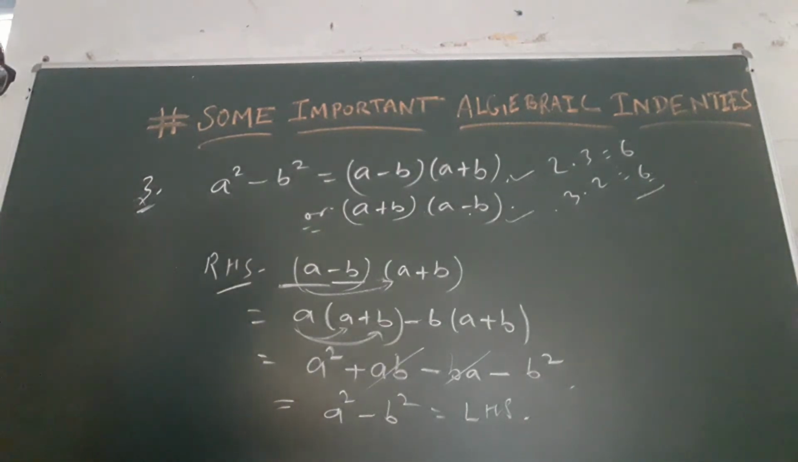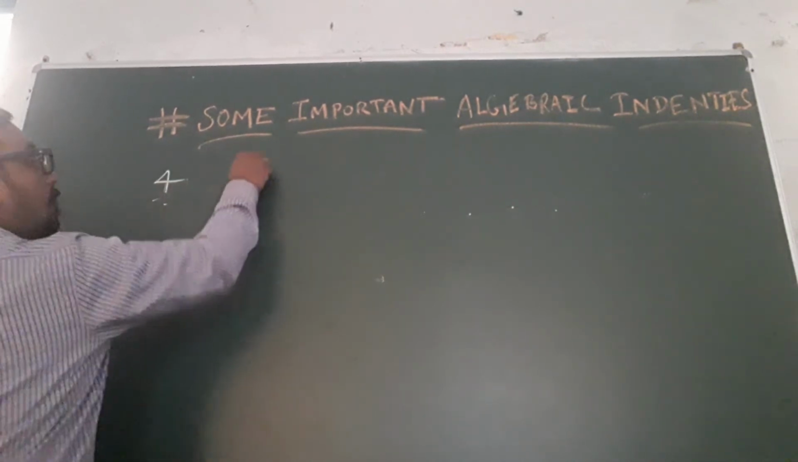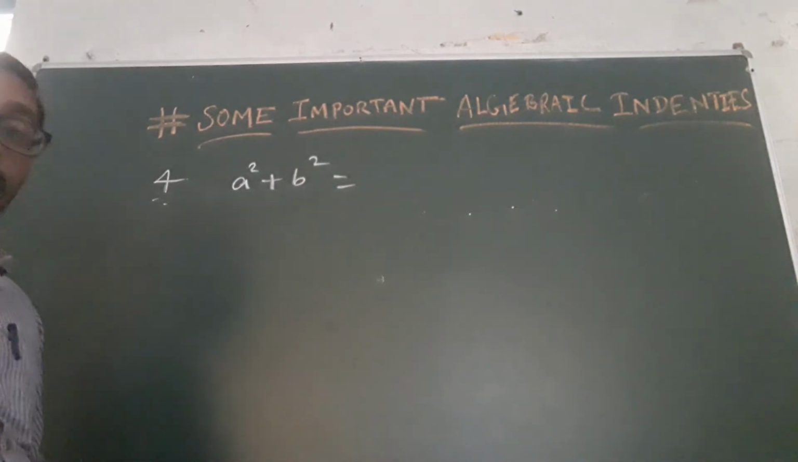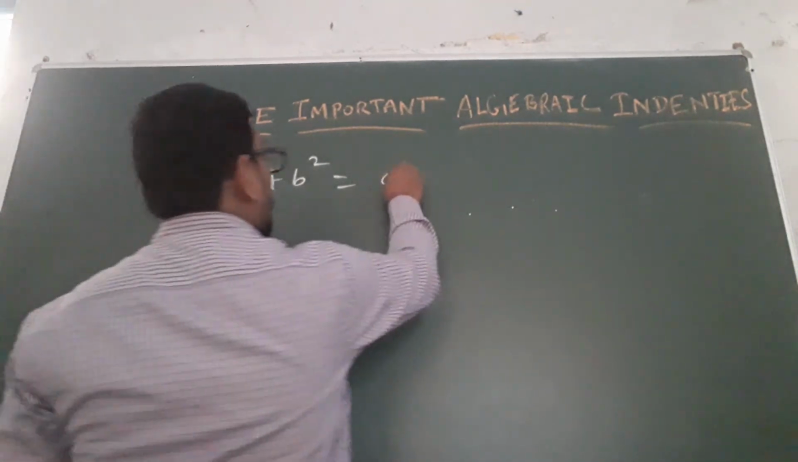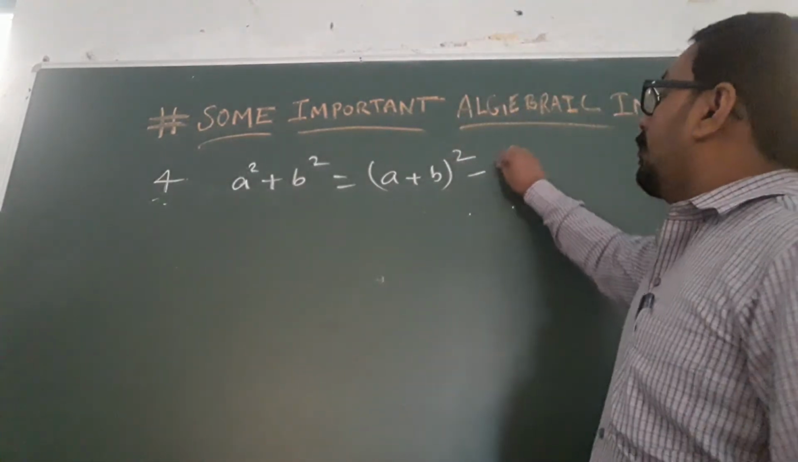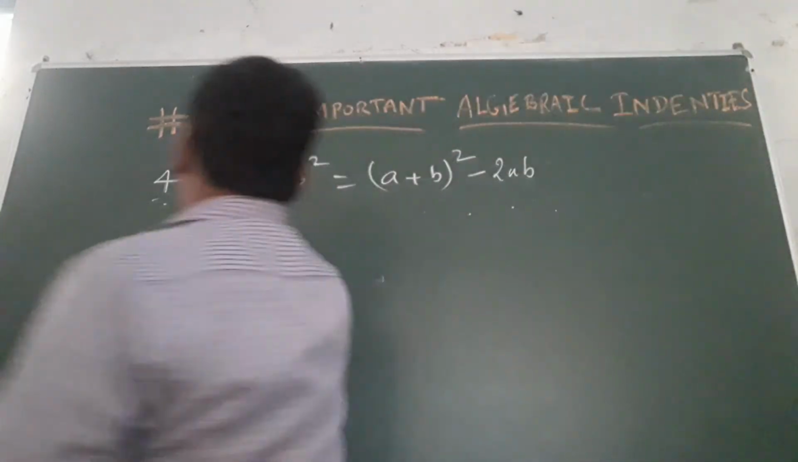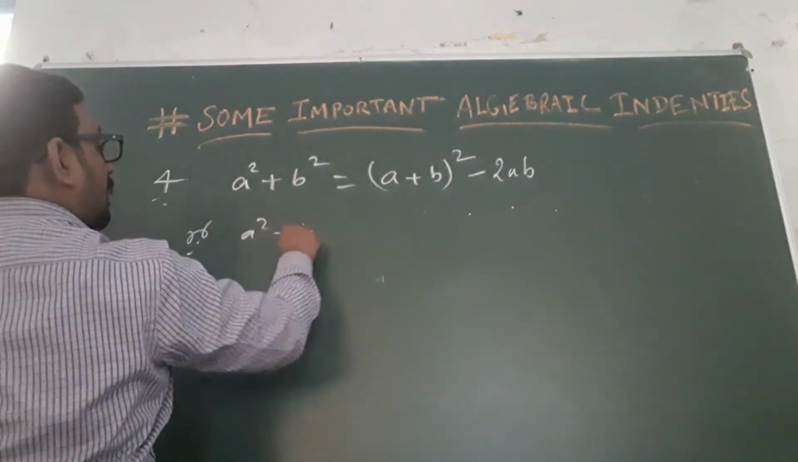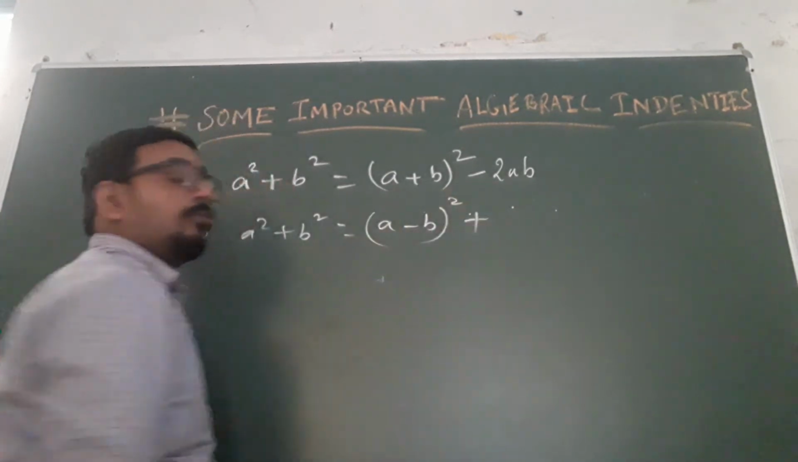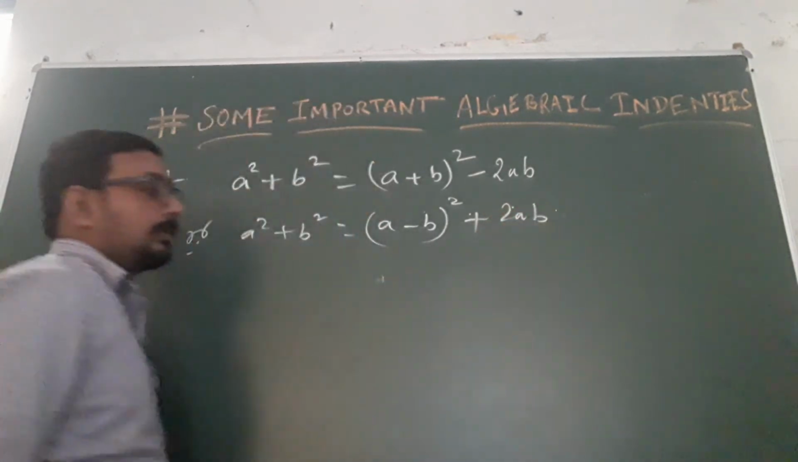Now next one, number 4. Number 4 is a square plus b square. What is the result of a square plus b square? It is equal to a plus b whole square minus 2ab, or a square plus b square, when you take a minus b whole square, then you have to write plus 2ab. Okay, now prove this one.